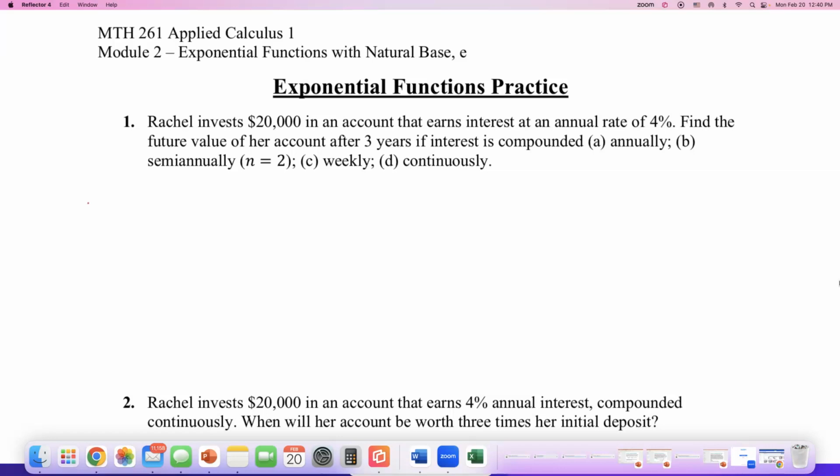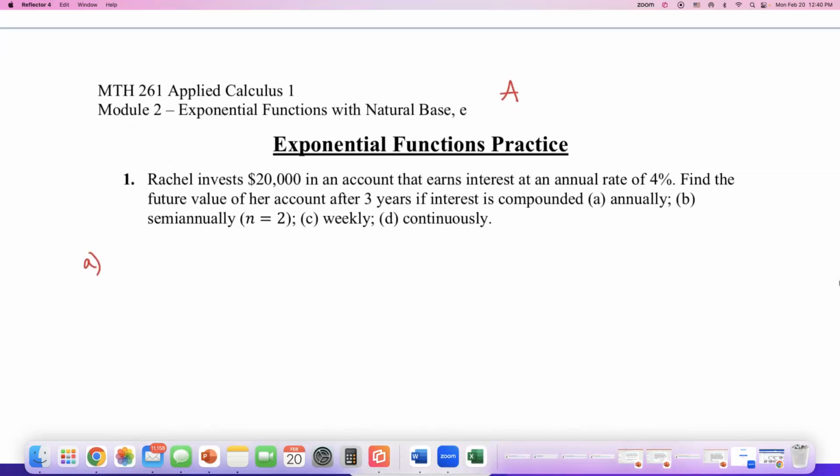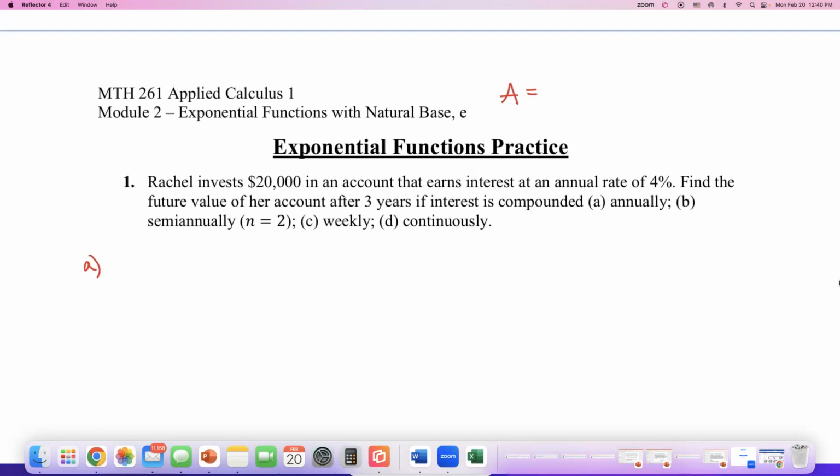So for annually, I think it will be better if we use the same formula every time. So write down that formula. The future balance is equal to principal times 1 plus the APR divided by N, and N stands for the number of compounding periods per year. If it's monthly, you'll be dividing by 12 because there are 12 months in a year. If it's weekly, you'll be dividing by 52 because there are 52 weeks in a year. But for annually, you're really just dividing by 1.